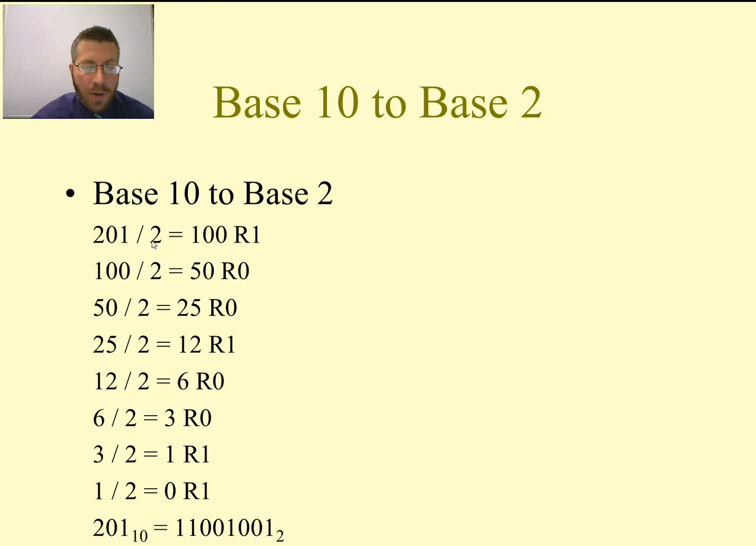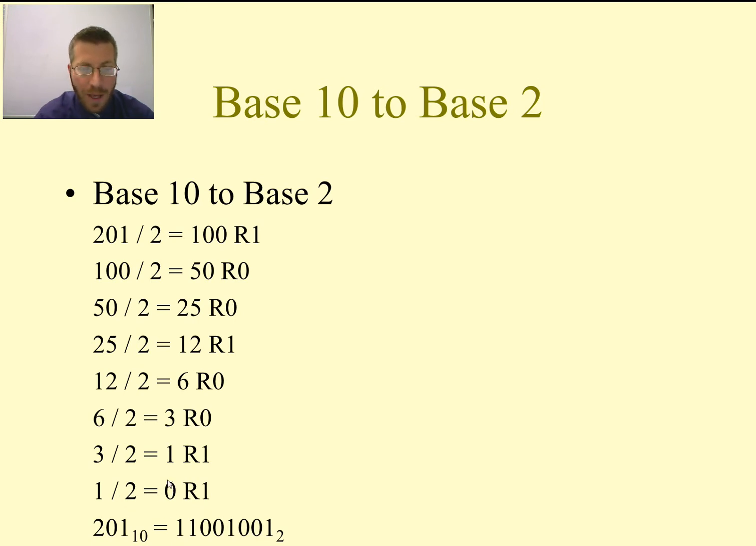So we do 201 divided by 2, we get 100 as the quotient with a remainder of 1. Then we take our quotient of 100 and divide that by 2. We get 50 with a remainder of 0. Take our quotient 50, divide that by 2, we get 25 with a remainder of 0. 25 divided by 2 gives us 12 with a remainder of 1. 12 divided by 2, 6 with a remainder of 0. Continuing, 6 divided by 2 gives us 3 with a remainder of 0. 3 divided by 2 is 1 with a remainder of 1. 1 divided by 2 gives us a 0 as our quotient with a remainder of 1. As soon as we get to 0 as our quotient, that's when we stop.